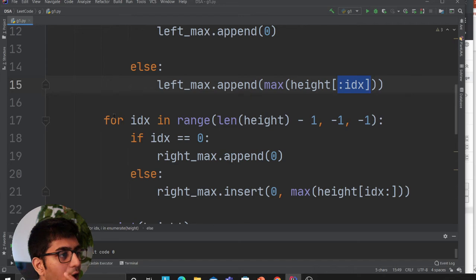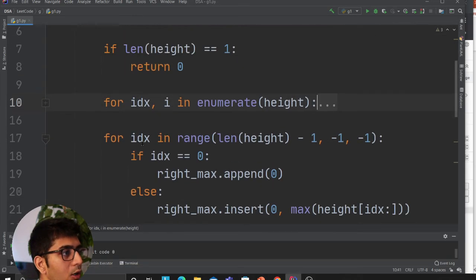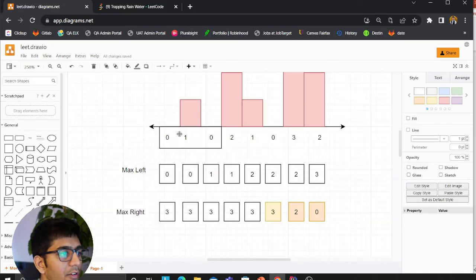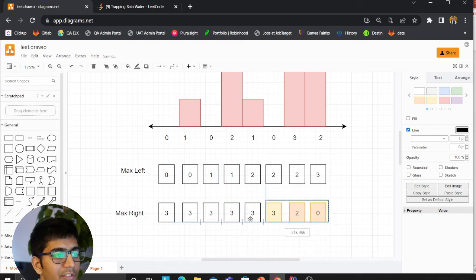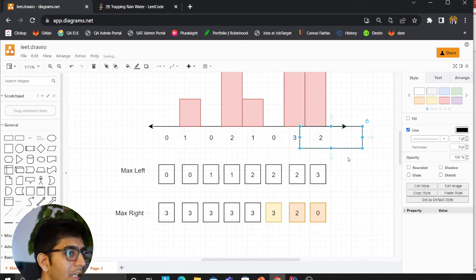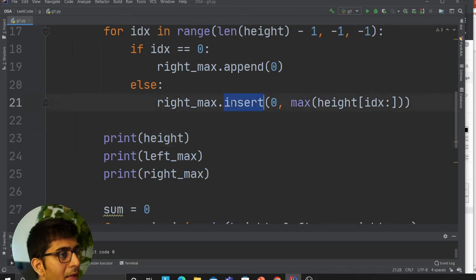Now the exact opposite goes here when we are doing the right max. So take a look at this for loop. It starts from length, goes to -1, and it decrements. So it goes in the reverse order, right? So now we are working on this guy right here. The first time it's going to be 0. Whenever I'm on the first one, I haven't seen anything on the right hand side, so I append a 0. Same logic. Then here I have to use an insert and not an append, okay?